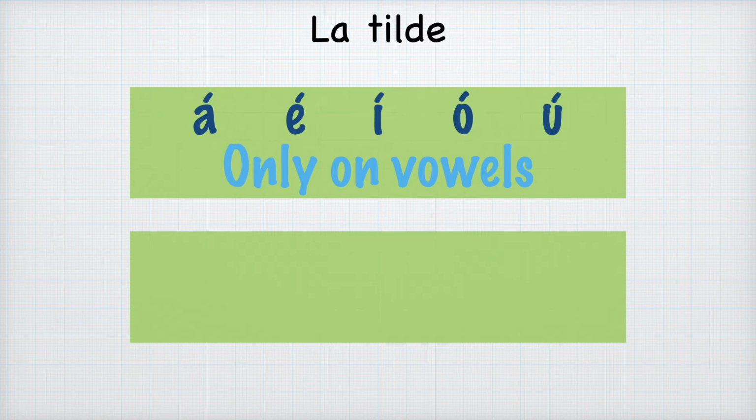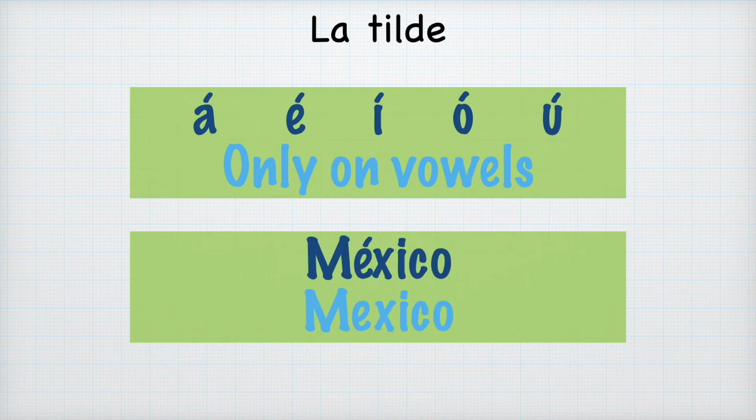Remember that at the beginning I mentioned that the stress of the voice falls on the last syllable. Well, the tilde is used when there are exceptions to the rule. For example, México. Without the tilde on the E, it would sound different. It would sound like Mexico. And we'll take a look at more of these examples so that we practice.